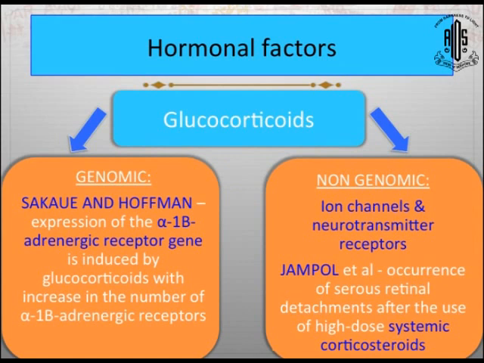Hormonal factors, glucocorticoids, they are basically genomic and non-genomic. Genomic effects definitely have an effect on the expression of the alpha-1 beta adrenergic receptor genes, which further helps in the increase in the number of the receptors of the alpha-1 beta adrenergic receptor. And the non-genomic are basically, they have ion channels and neurotransmitter receptors as a mechanism. And this, Jampol et al. supported with a high dose of systemic steroid. They noted some serous retinal detachments.